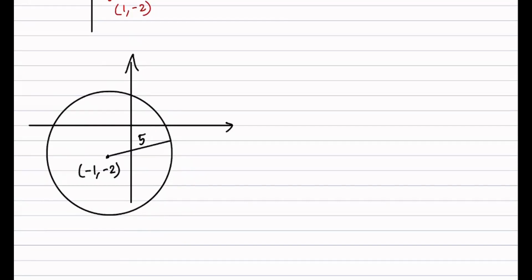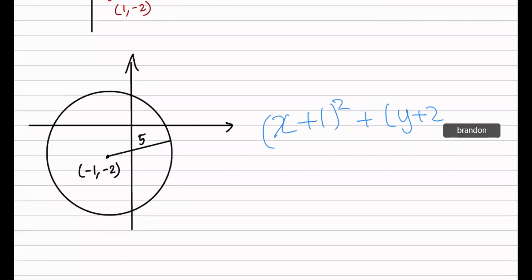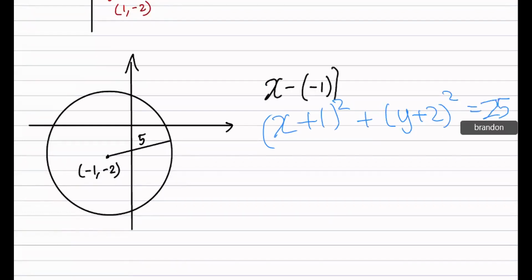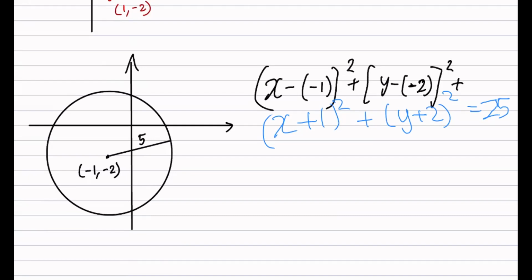Then what's the equation of the circle? Here the key trick is x minus the x coordinate of the center, squared, plus y minus the y coordinate of the center, squared, equals the radius squared. Okay, good. So simplify, we get (x plus 1) squared plus (y plus 2) squared equals 25. But it's more important to make it a 5 squared.